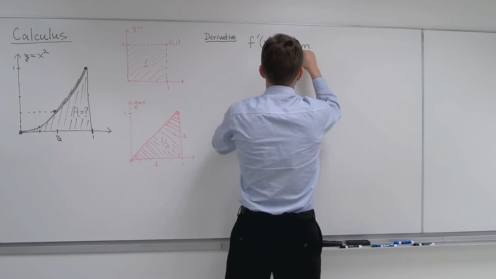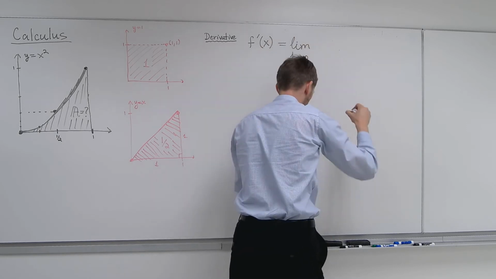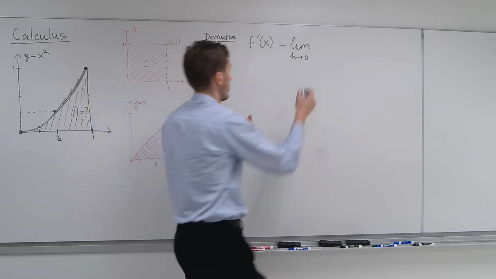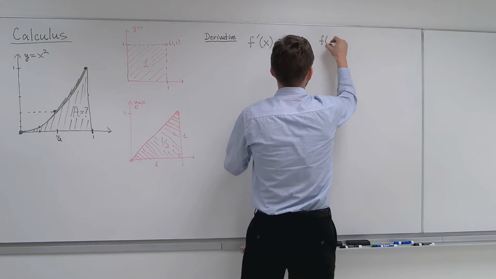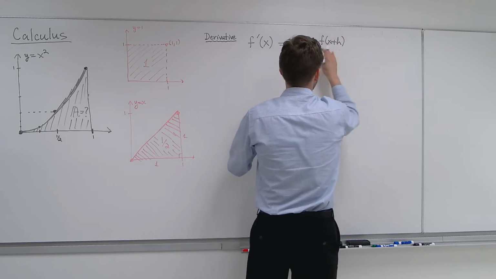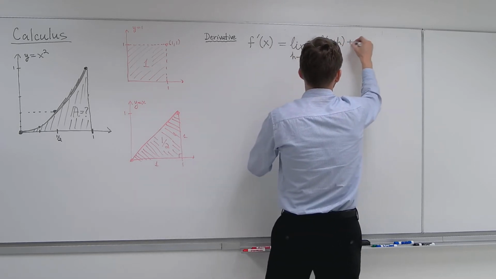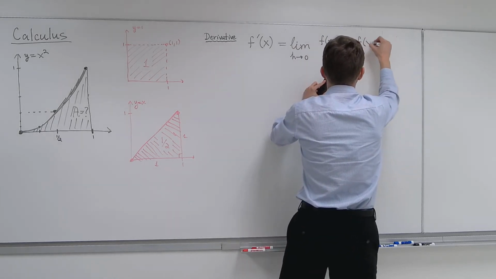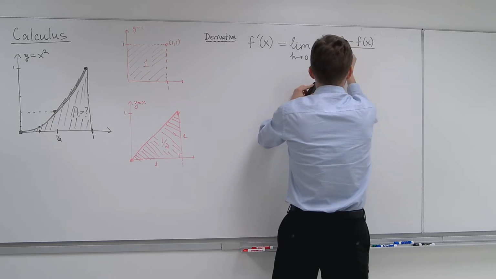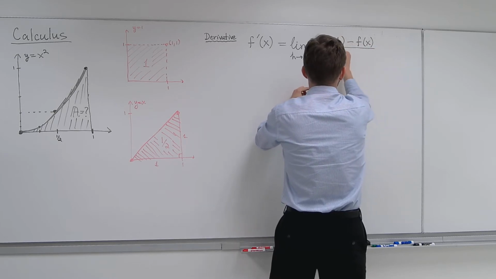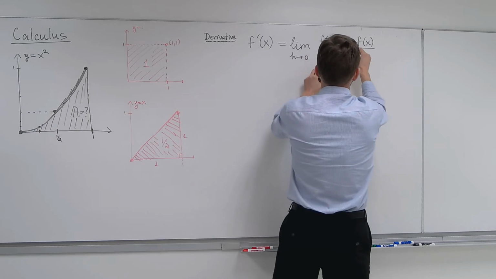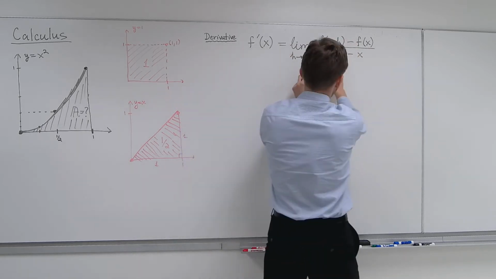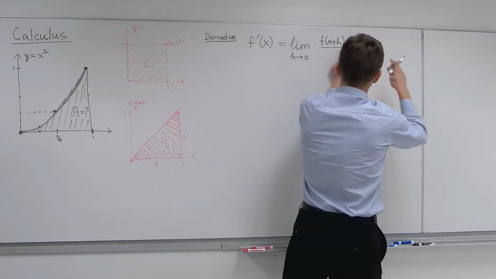Whatever that h is, it's going to be the little distance between the jump, the change in the x that I'm going to make. So I'm going to say f of x plus h. I'm adding a little h to x, minus f of x, all over, instead of saying h, I'm going to say x plus h minus x. The x's cancel, and you have just an h.